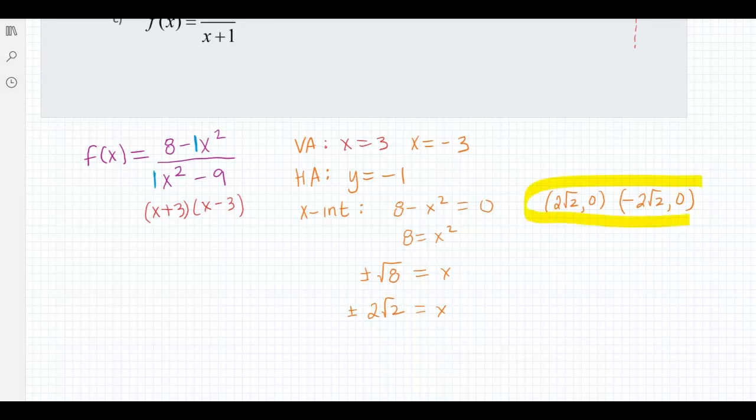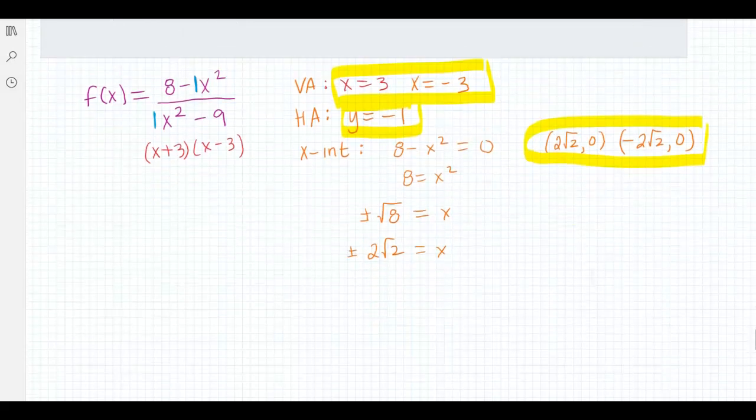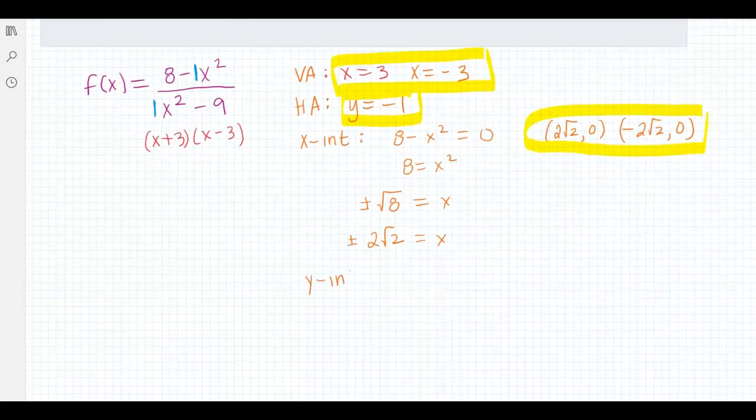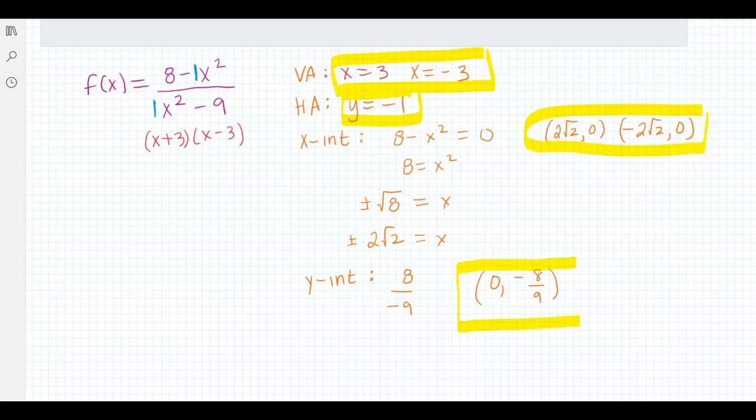Here are our x-intercepts, and here are our asymptotes. And then the last part is our y-intercept. And so we'll plug 0 into the original. What do we get? We get 8 over negative 9. So 0 comma negative 8 over 9. Put all of those components together to get a graph.